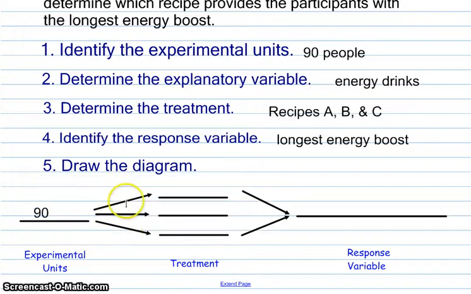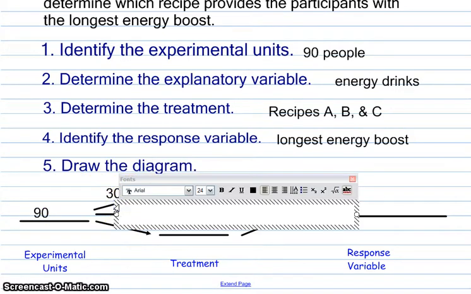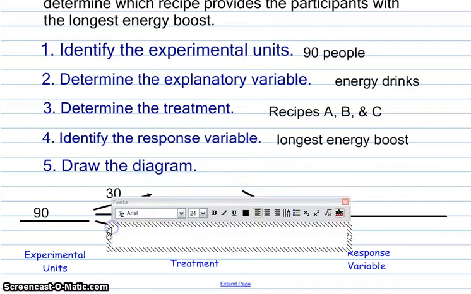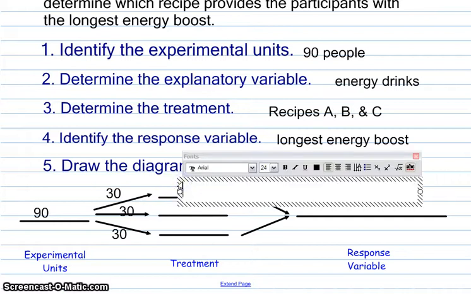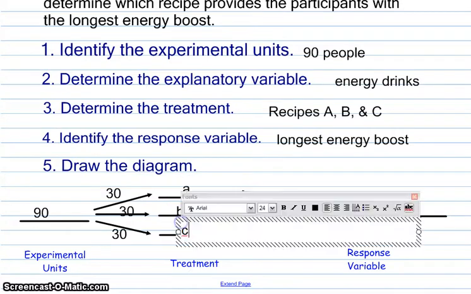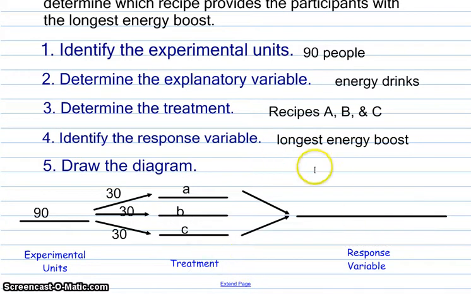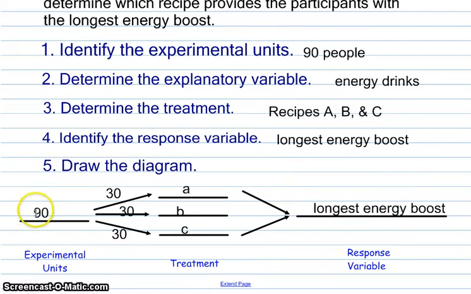Now, we said with each arrow, we need to divide it up. We've got 3 treatments going on, so we need to divide 90 by 3. And when you think, 90 divided by 3 is 30, so that means there should be a 30 with the top row, 30 going with the middle, and 30 going with the bottom. Now at this point we have our 3 treatments, and that's our recipes, so we can just use A, B, and C to make our work easier. We have A, B, and C. Now our response variable, that is our longest energy boost. And there we go.